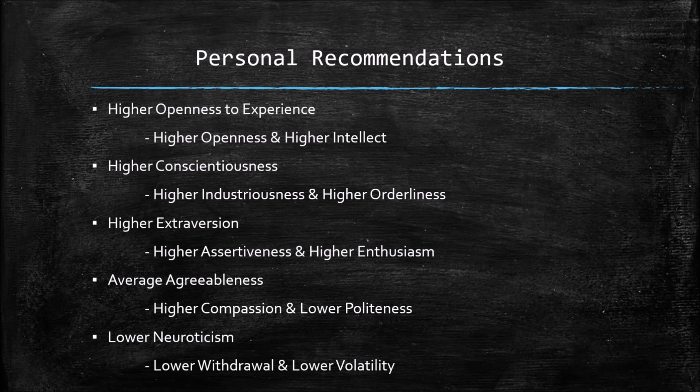So if you're lower in politeness, you're going to be more likely to engage in conflict when needed, and especially if you're low in volatility as well. If you're very stable in your emotion and lower in politeness, then when it comes time to discipline a student, for example, you're not going to let them walk all over you.